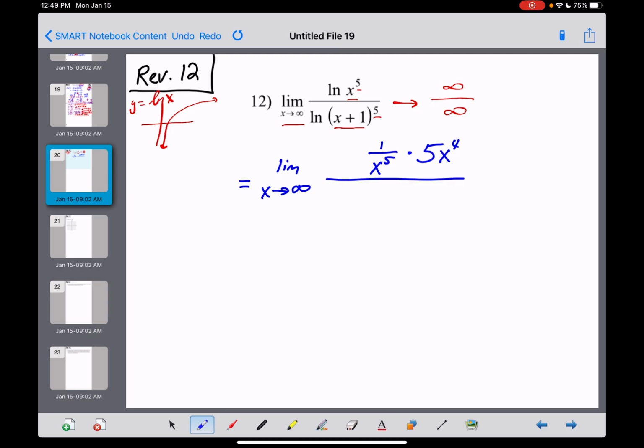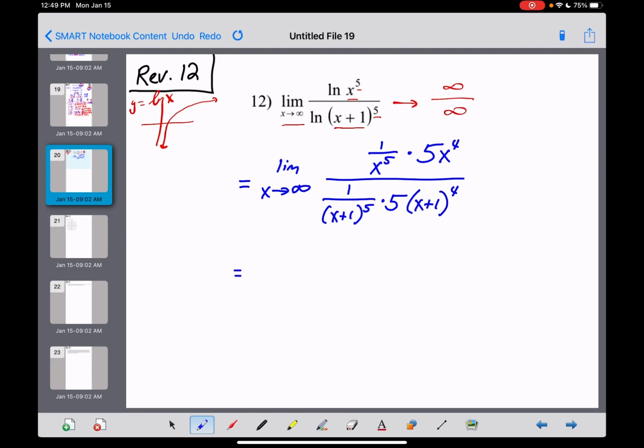Now down on the bottom, I can clean up that top in just a second, but I'll get to that in a moment. Down on the bottom, kind of the same thing. We've got the derivative here of natural log of something, so it's going to be 1 over x plus 1 to the fifth times the derivative of that product, 5 times x plus 1 to the fourth power.